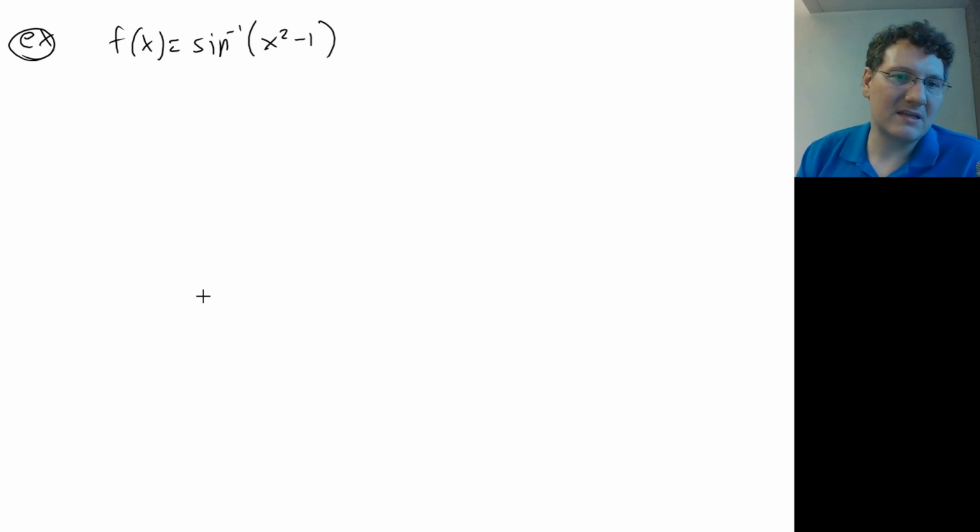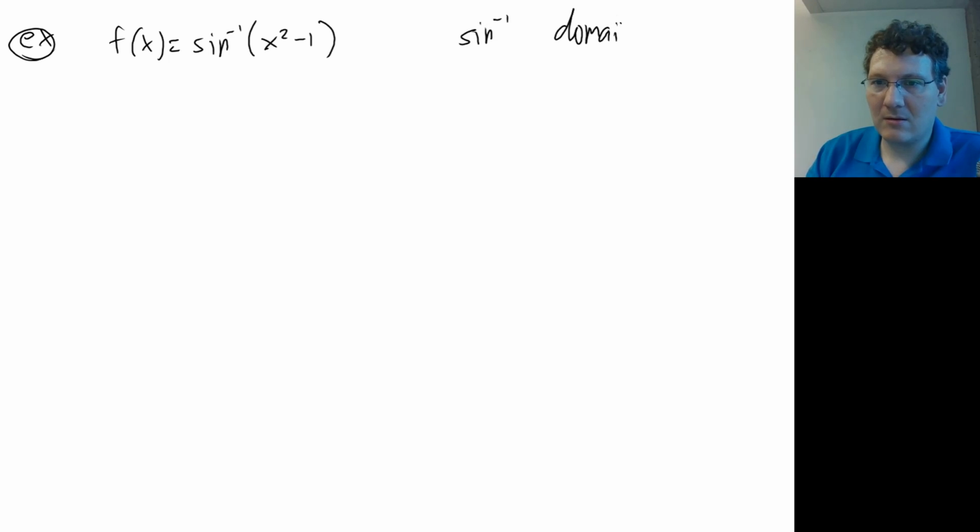Okay, so f of x is the sine inverse of x squared minus 1. First, it's worth understanding what the domain of such a function is. Remember, for the sine, you don't have to worry about the input being anything. The sine function takes all inputs, but the sine inverse domain is just from -1 to 1.